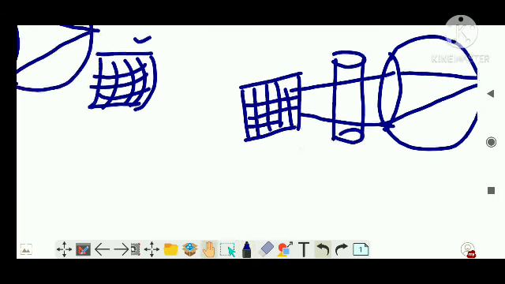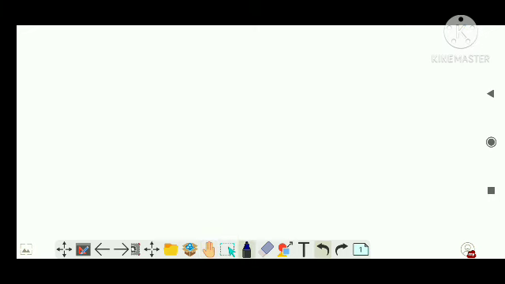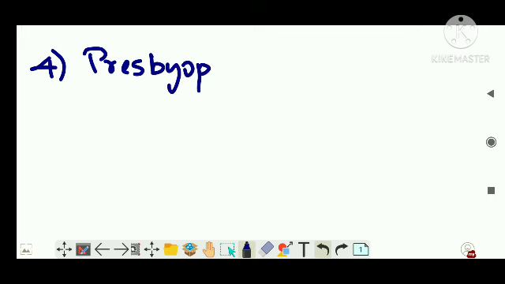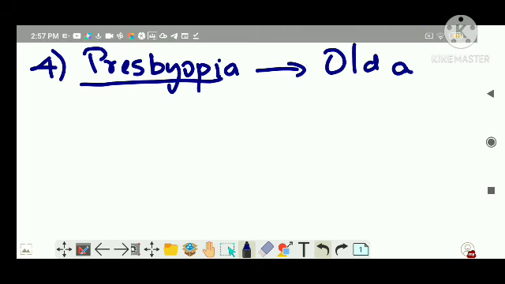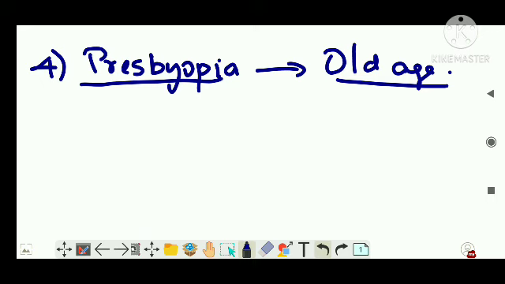The last type of eye defect is known as presbyopia, the fourth one. Now this is something which comes at old age for sure. Very rarely do old people not have this, right? You would have seen that they have very thick lenses. The correction of presbyopia is done by convex lenses.